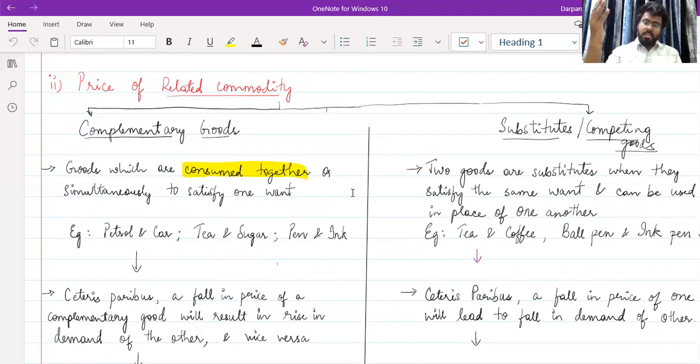If more demand is demanded of cars, automatically petrol's quantity demanded will also increase. So there's an inverse relationship between the price of your complementary good and the quantity demanded of your good, correct?